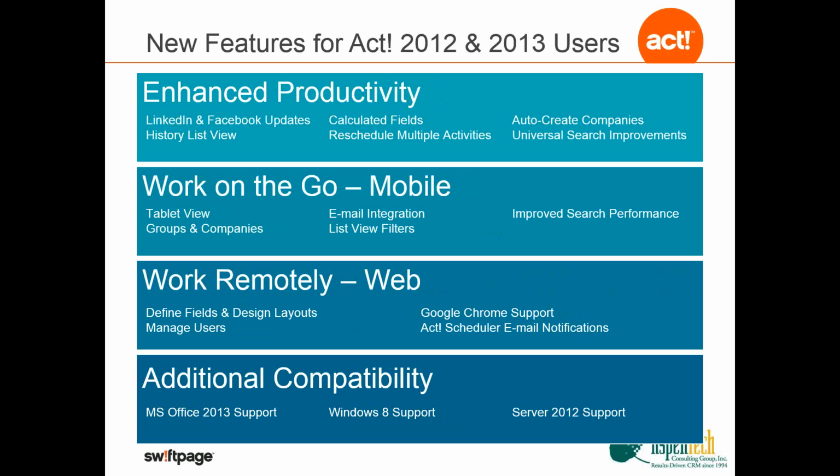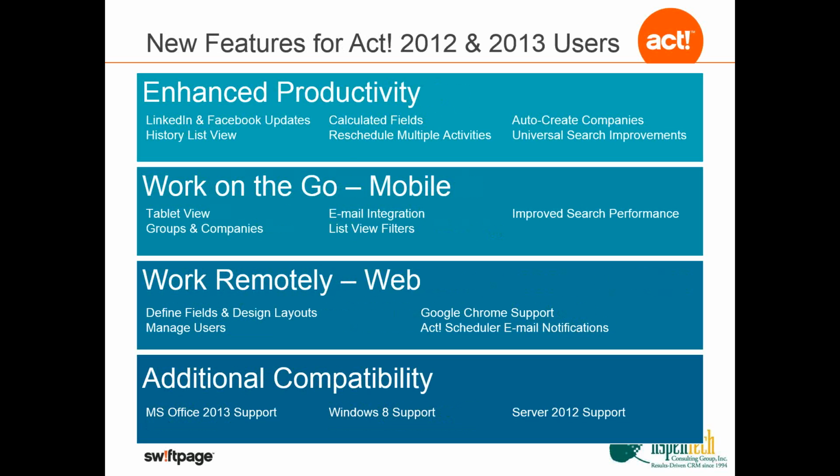I know we have a lot of users on here that are on Act 2012, 2013, maybe even earlier than that as well. And for you guys, there's also a lot of new features and functionality that aren't specific just to v17 that I wanted to cover quickly here too. We have LinkedIn and Facebook updates. We have a history list view, calculated fields based on numeric fields or dates, the ability to reschedule multiple activities at once, an automatic company creation tool, and improvements to the universal search capabilities.